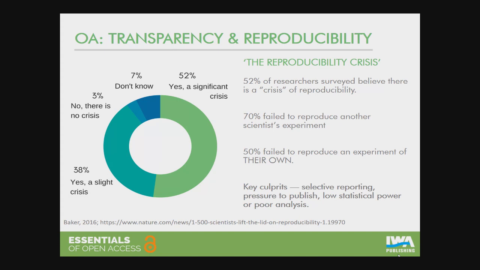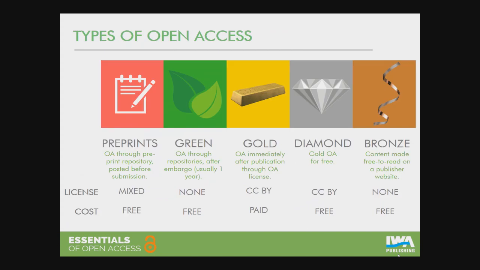A lot of what's going on here is selective reporting, this huge pressure to publish, especially in high-impact journals, low statistical power, poor analysis. With open access, you can access the paper, but also if people have added data or different methods as supplemental material, you can access all of that information so that you can then try to reproduce the study, and it will add to the greater transparency of the work.